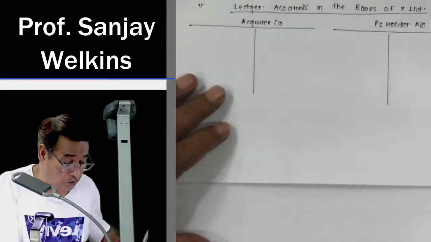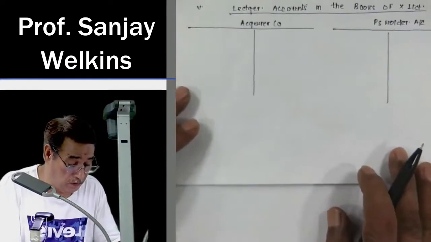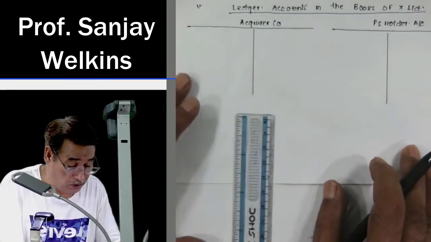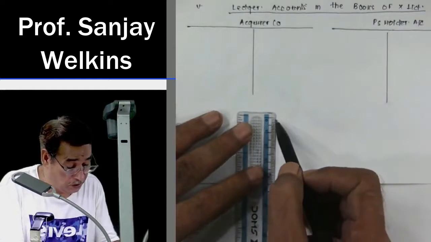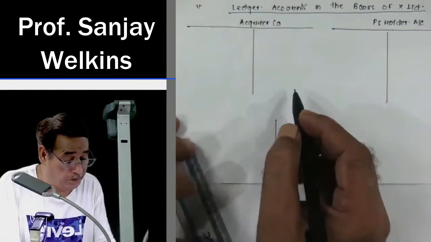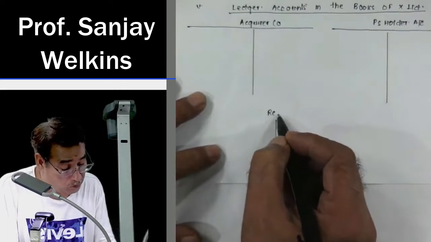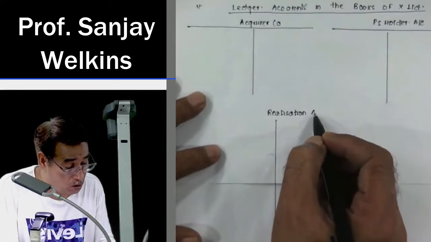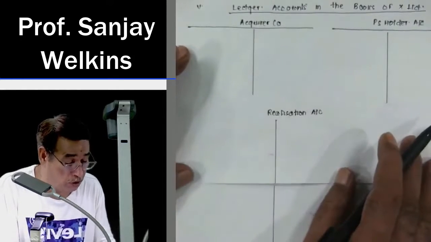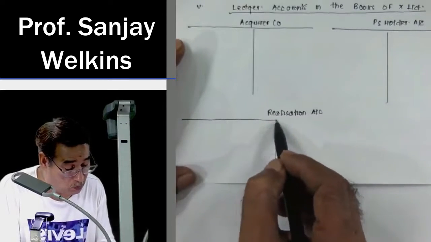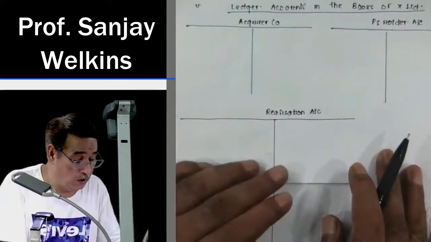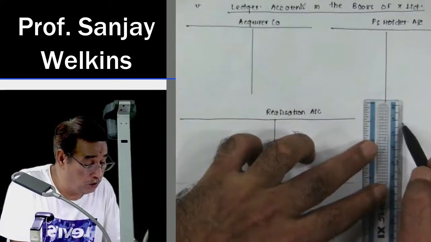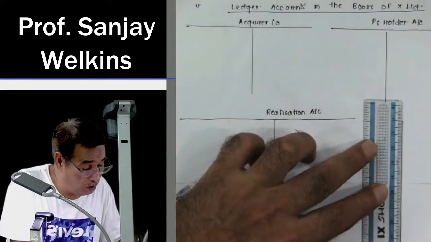Actually, I do not want to unnecessarily flip through the sheets. That is why I am using this methodology, so that you understand better. This is the realization account, correct? Then I will also prepare the equity shareholder account.